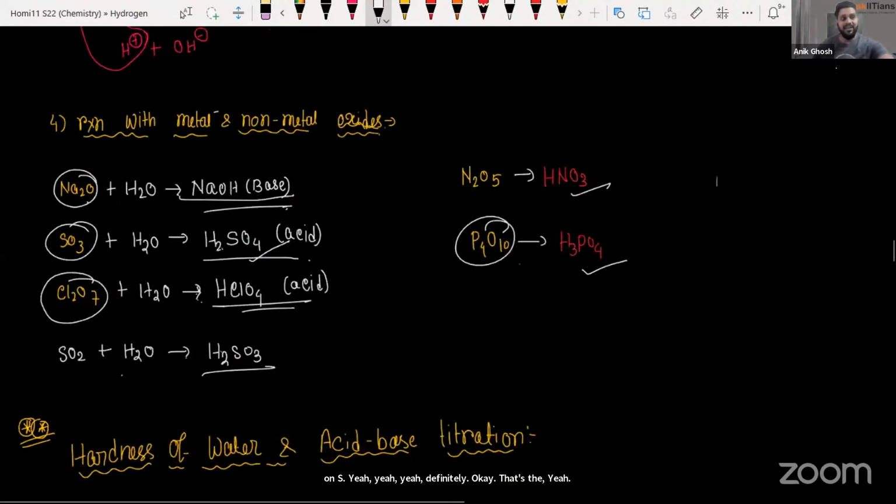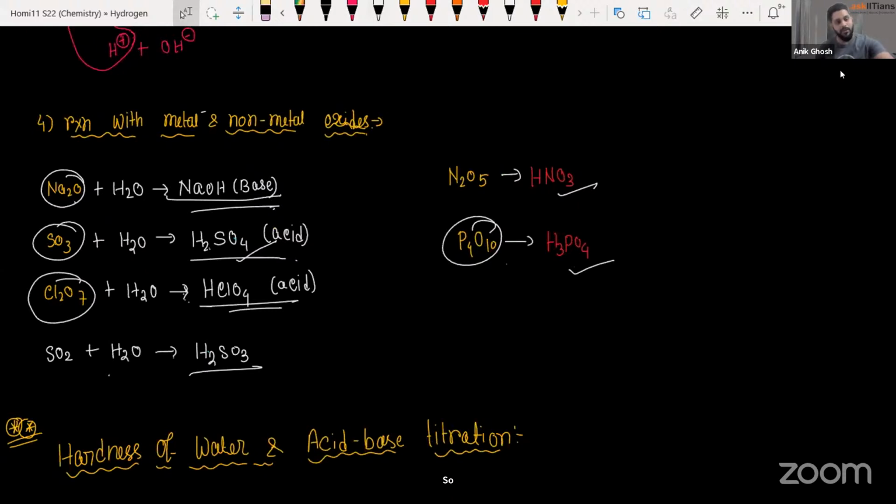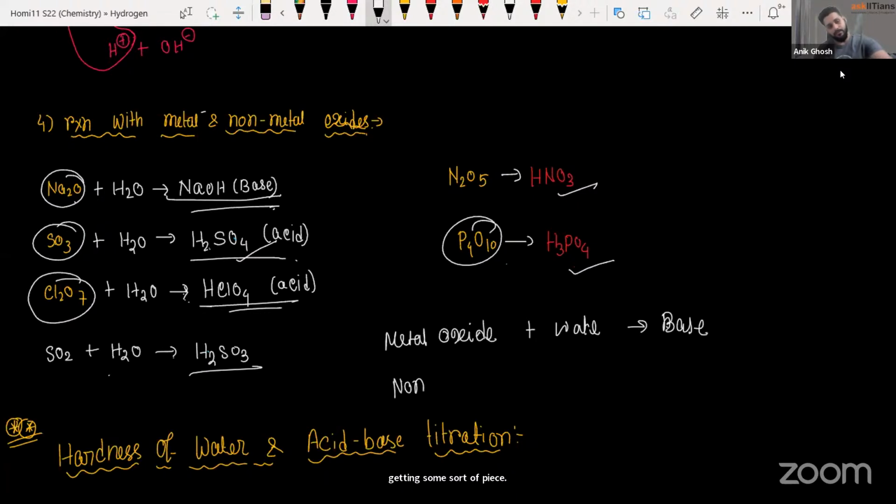So, guys, in a nutshell, metallic oxides are basic in nature, right? So when you react it with water, you would be getting some sort of base. And similarly, when you have non-metallic oxide, when you react it with water, you'll be getting acids. That's it. Okay.